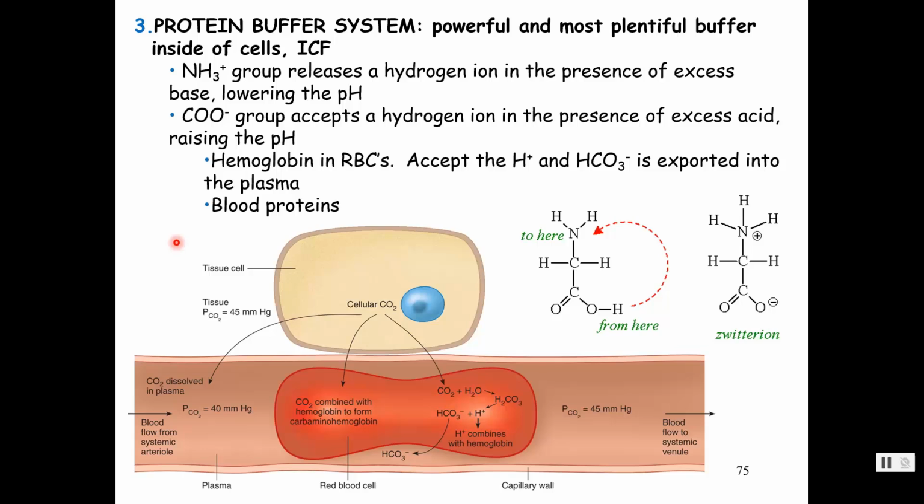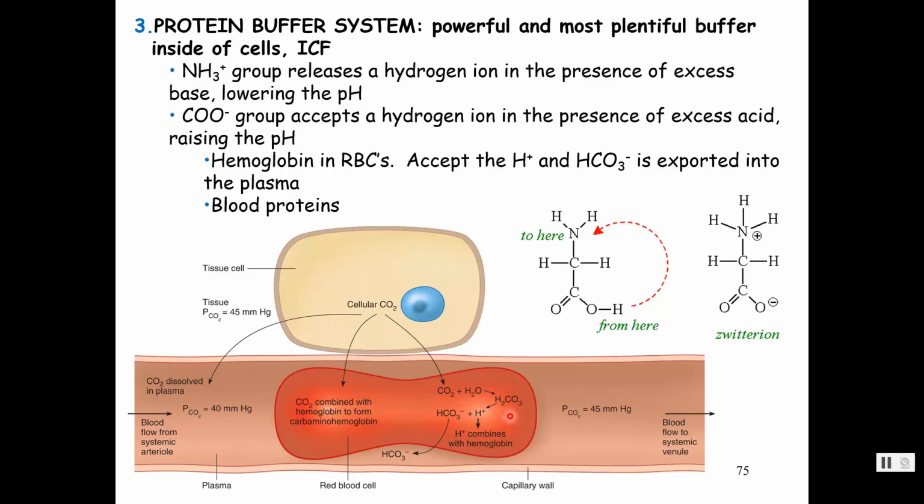The number one buffer and most plentiful buffer inside of cells, so in that intracellular fluid compartment, are going to be proteins. Proteins are made up of amino acids, so amino acid chains. So there's always going to be a carboxylic acid end and an amino end. And so I said acid, a carboxylic acid can donate a hydrogen ion, but this amino end can accept it.